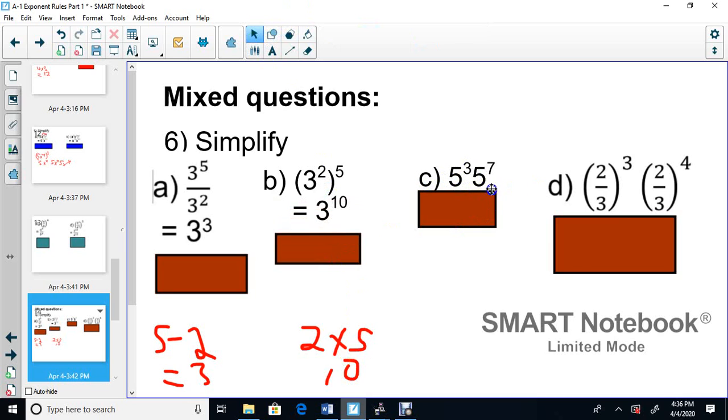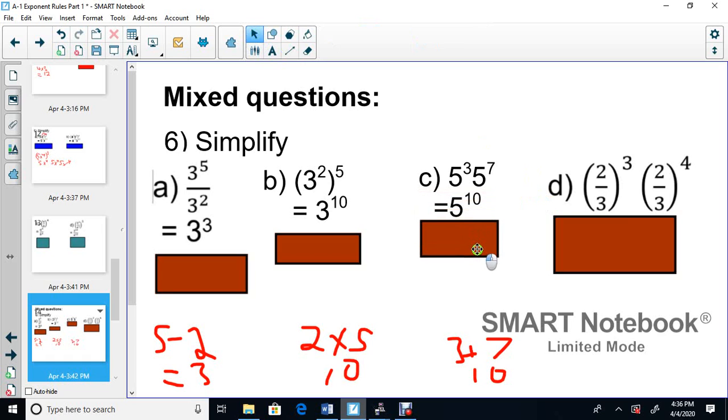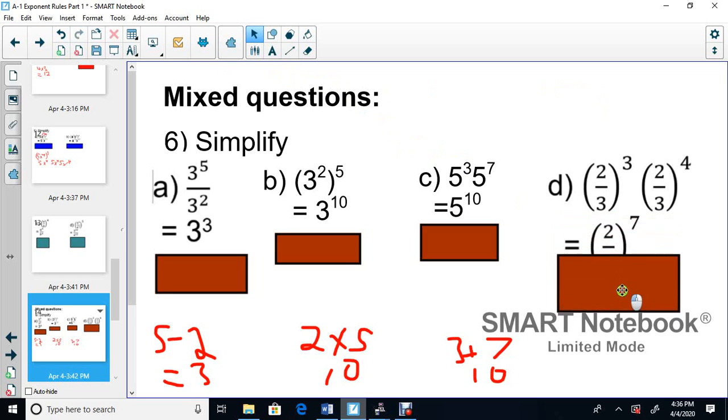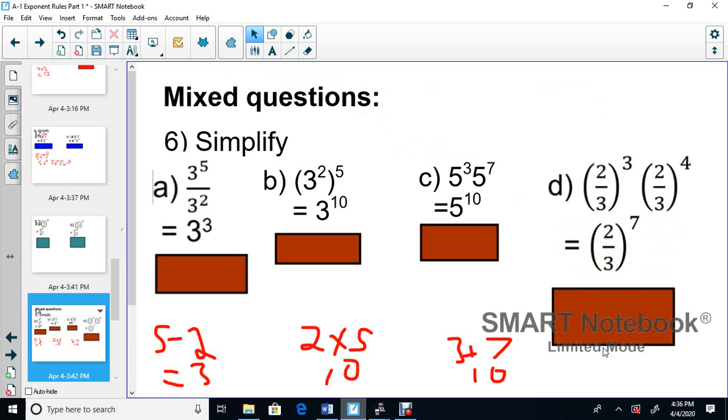Okay, this one over here, they're all multiplied. So here you add exponents. So for this one, you do 3 plus 7. And here you get 10. You keep the base. The base is still 5. So you keep the base, and you get 5 to the power of 10. And this is also multiplied, but it throws in a fraction. So here you just add the top. You add 3 plus 4, so you should get 7. So here you should get 2/3 to the power of 7.